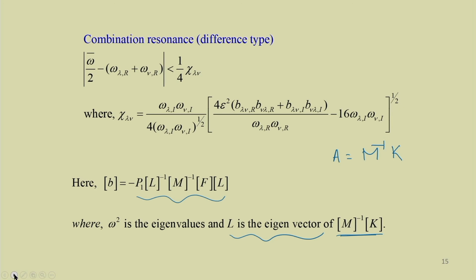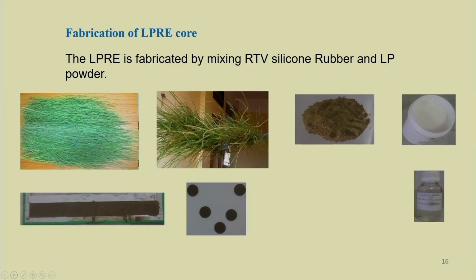In this particular work, we have taken Leptadenia pyrotechnica, a grass-like shrub available plentifully in the Rajasthan desert. We dried it, and after drying, a powder was made. Then it was mixed with rubber, synthetic or natural rubber, with these additives. Then this was put in a mold and cured.